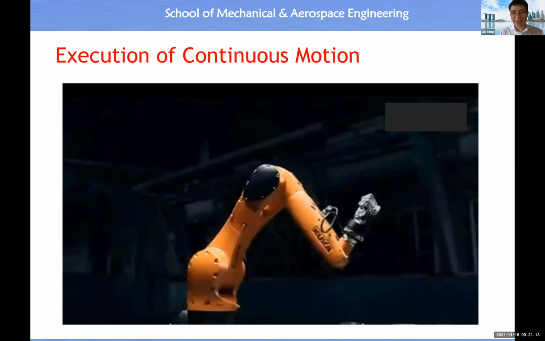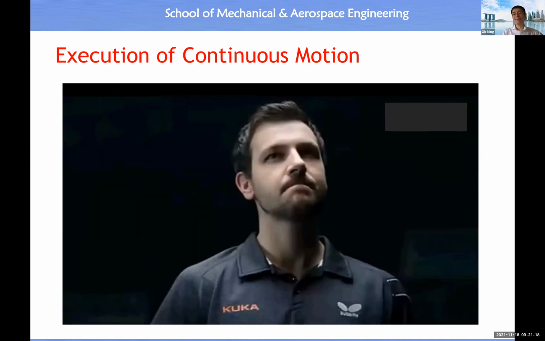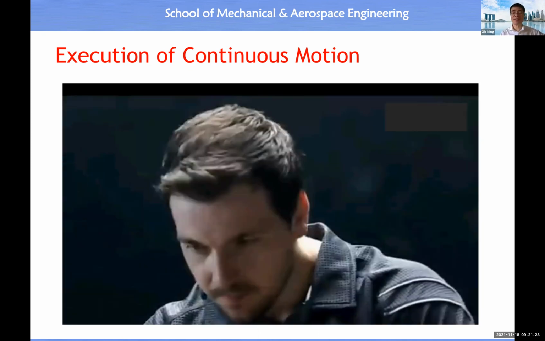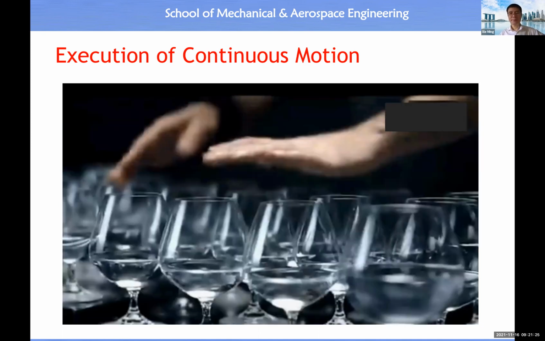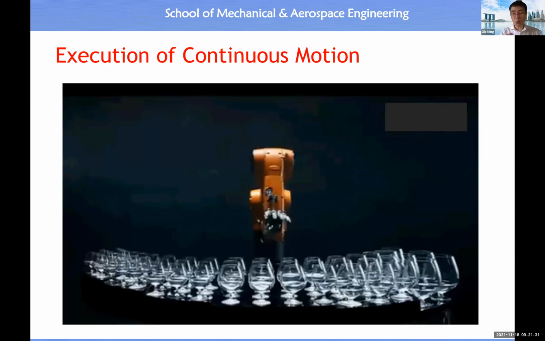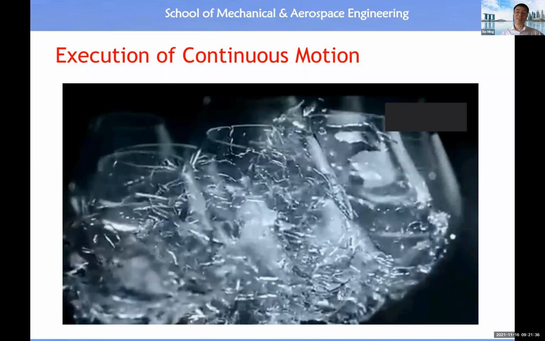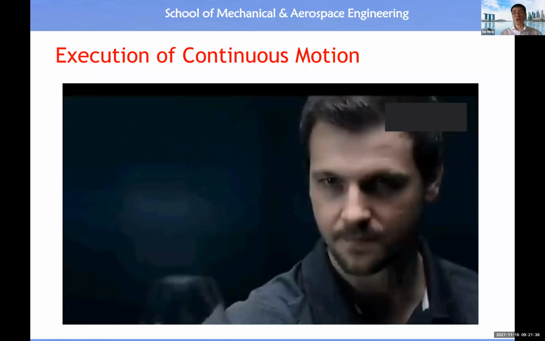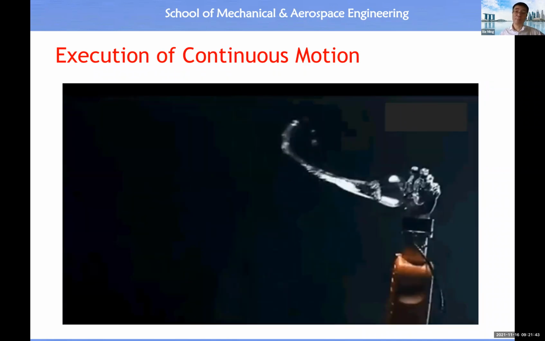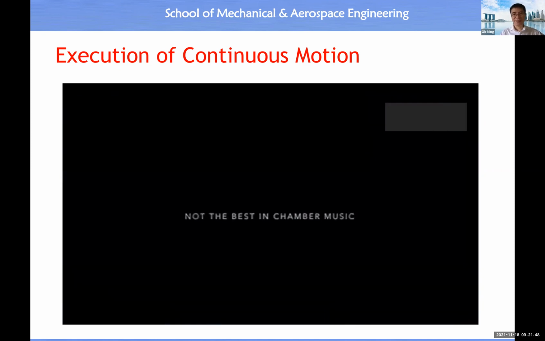So here you see a robot could outperform a human being in terms of motion execution. The reason is because a robot could perform precise motion. However, for human beings, we are not so skillful in performing accurate motion. All right, let me continue.